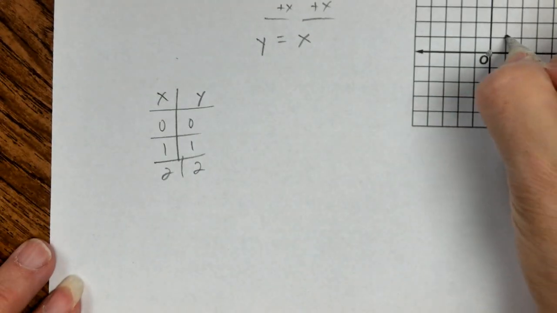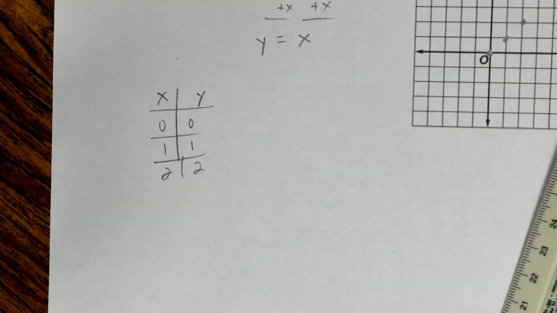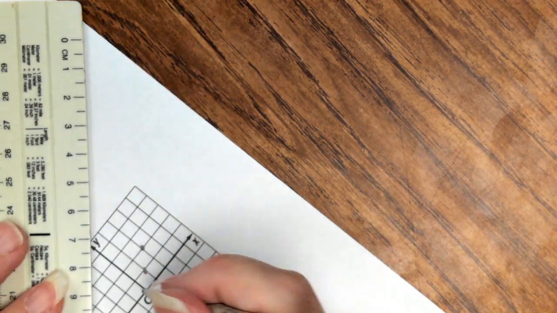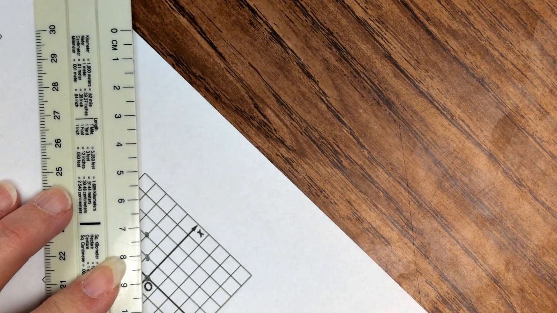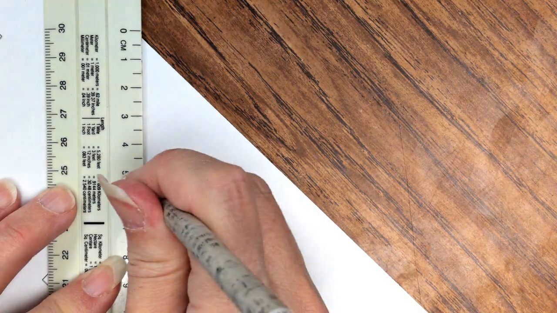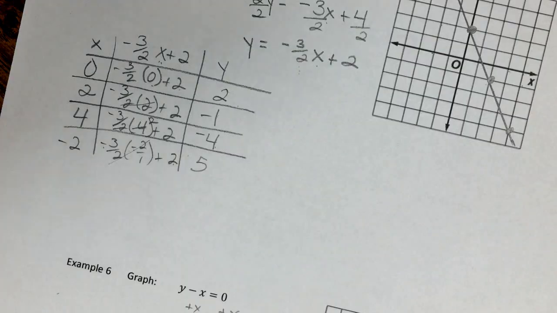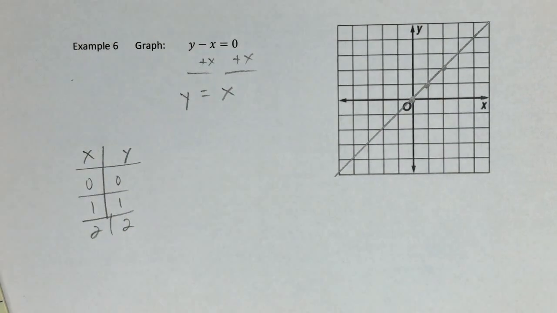And I graph the points. 0, 0, 1, 1, 2, 2. And connect those points. You see we'll have a diagonal line going straight up through the origin here. And this one's going to end up being corner to corner. Oops. There is my line for that one. And that is also the end of the notes.